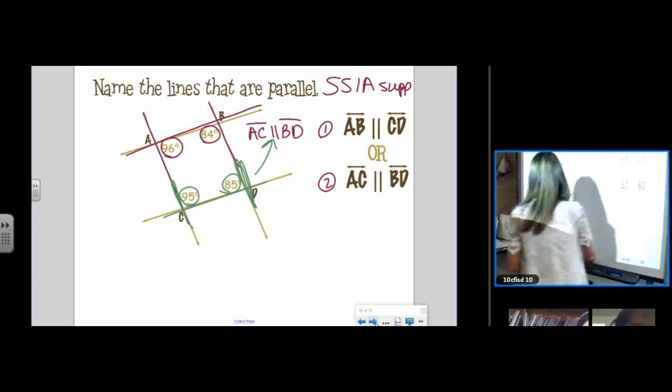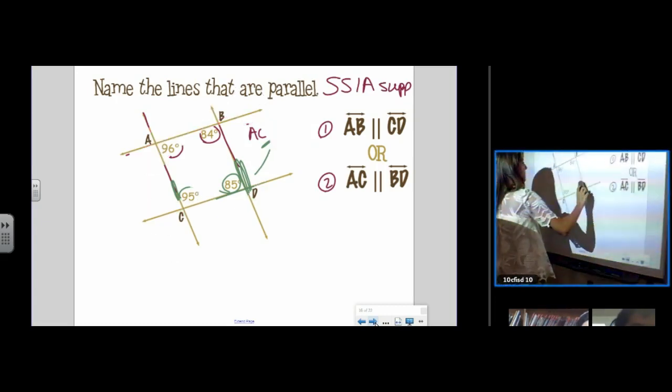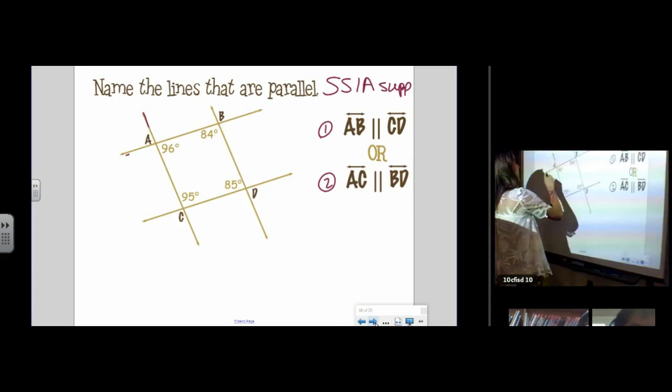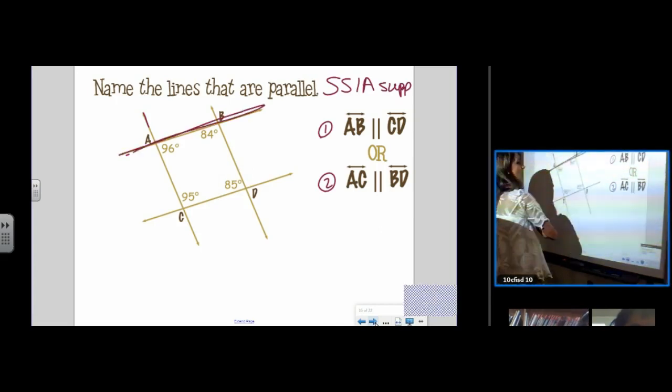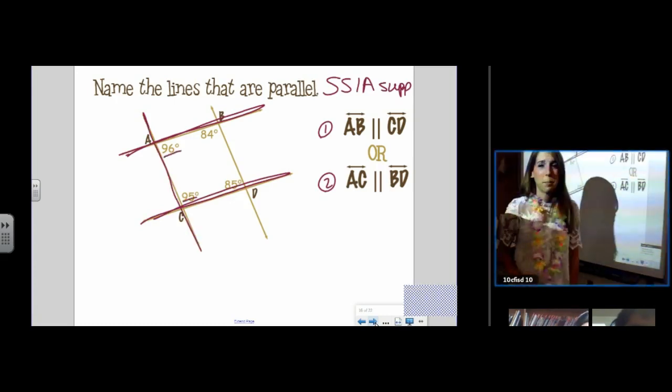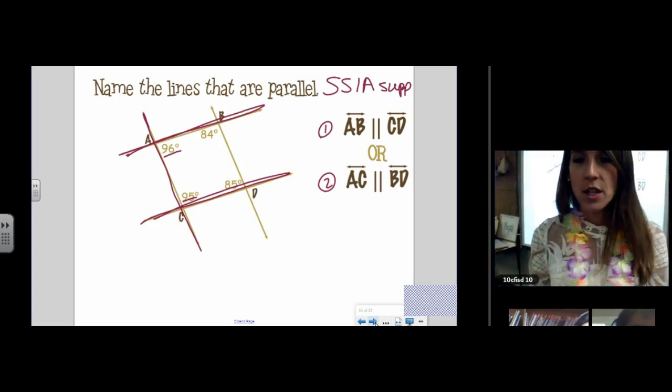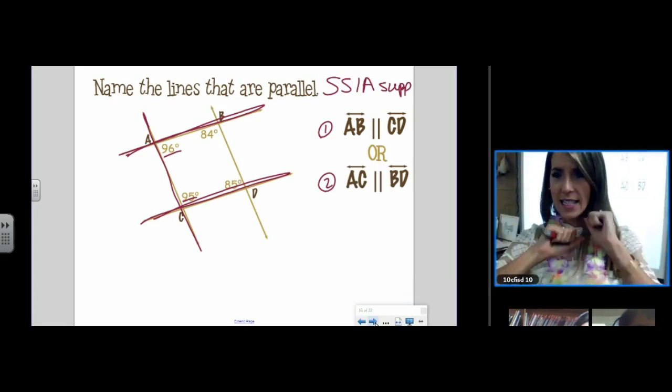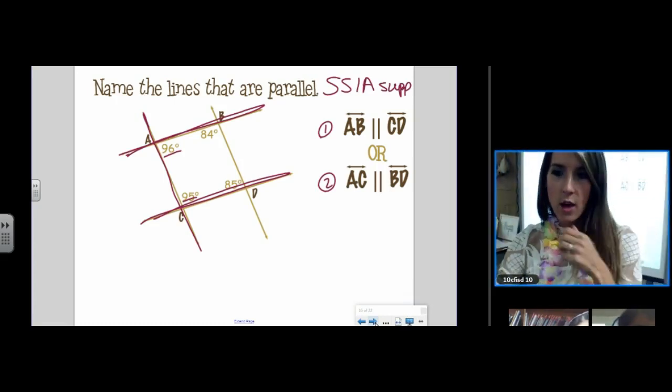When you answered that AB is parallel to CD, then you're telling me that these two angles are supplementary, and they're not. So just be careful and highlight things and bold things so you can tell which is which. Yep.